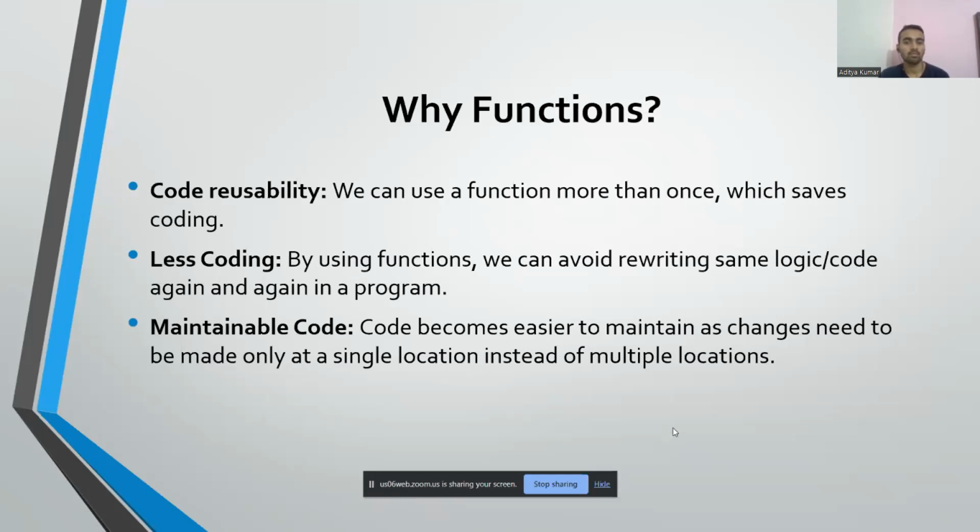Then next is maintainable code. Code becomes easier to maintain as changes need to be made only at a single location, which is in the main function. Instead, you could have written a lot of functions, and you would need to make changes in all of them. For better use, you are using only a single function and just calling it. So that maintains the code more.